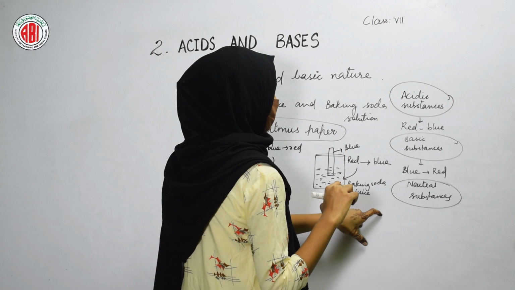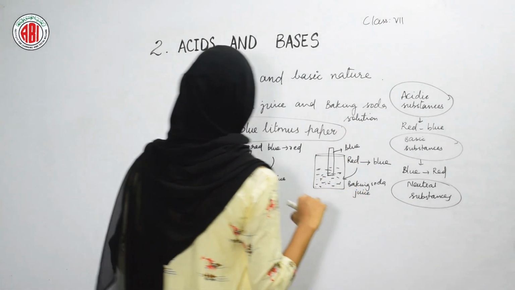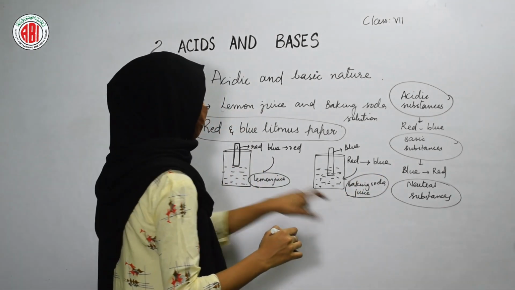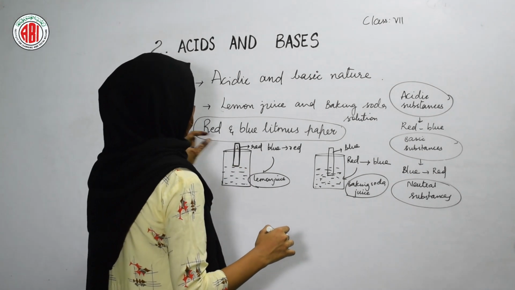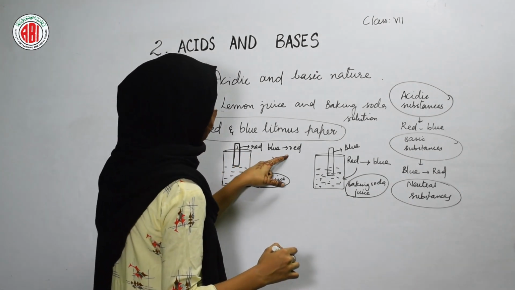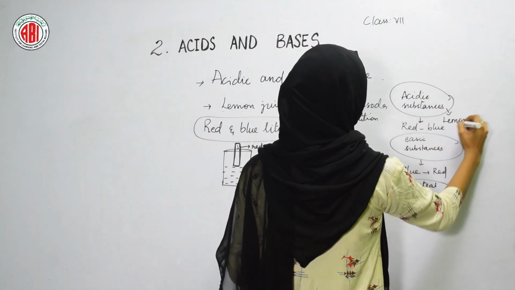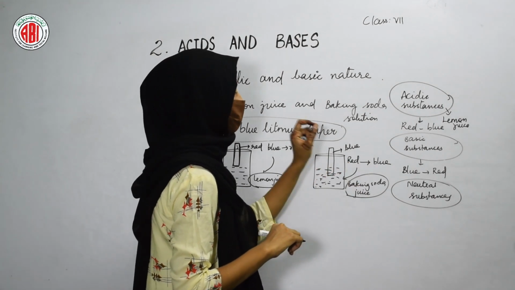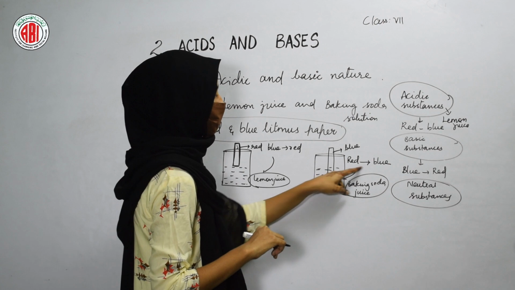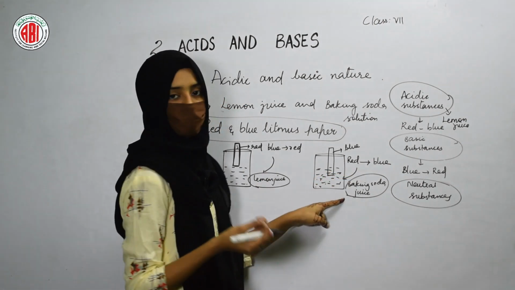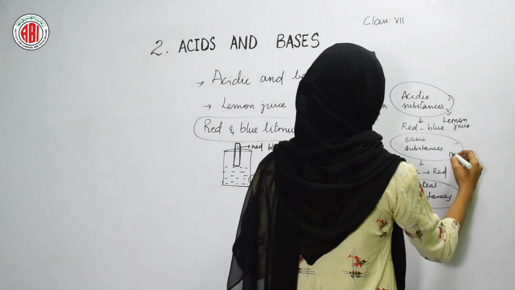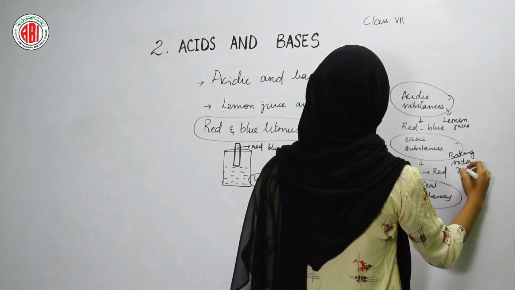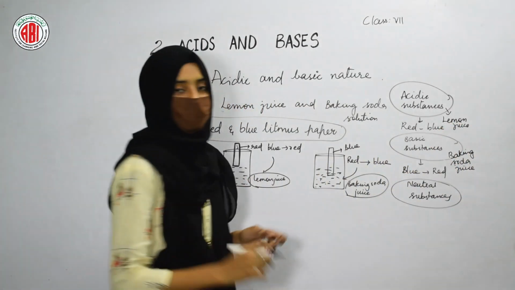Now, based on these definitions of acidic, basic and neutral substances, let us see which one is acidic and which one is basic between the lemon juice and baking soda solution. As the lemon juice is turning the blue litmus paper to red color, it is acidic in nature. When we dip red litmus paper into the baking soda solution, it turns blue, and whenever the red litmus paper changes to blue, that substance shows the basic nature. So here the baking soda solution is the basic substance, whereas the lemon juice is acidic in nature.